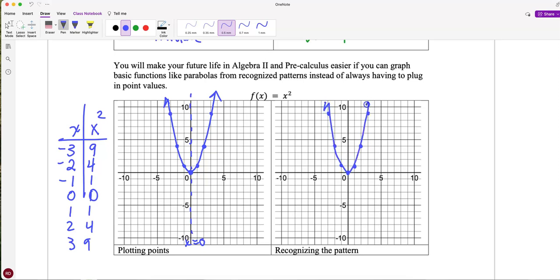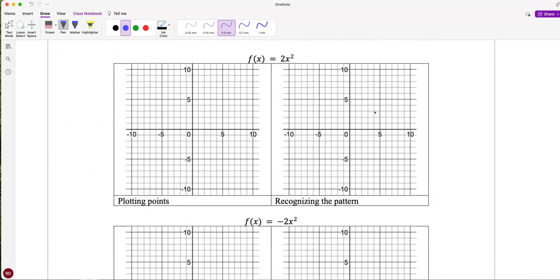So if you can just memorize the pattern with this guy, it starts at the origin, 0, 0. And I'll say over 1, up 1, because you square 1 to get 1. Over 2, up 4, because you square 2 to get 4. That will help you when this thing starts moving around, okay?